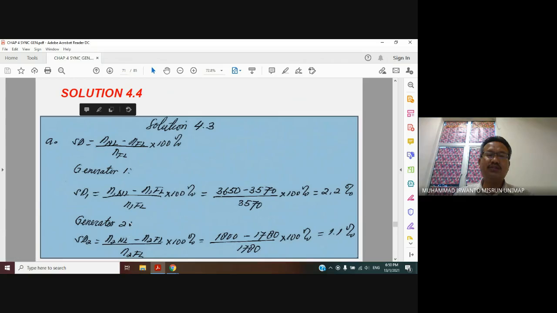Then for generator 2, based on the table above, the no load speed for generator 2 is 1,800, and the full load speed for generator 2 is 1,780. Divided also by the full load speed for generator 2, we obtain 1.1%.